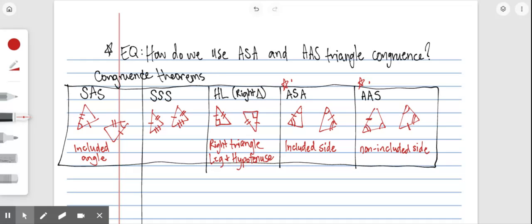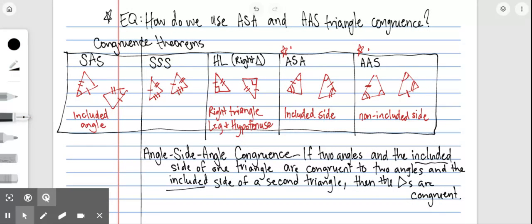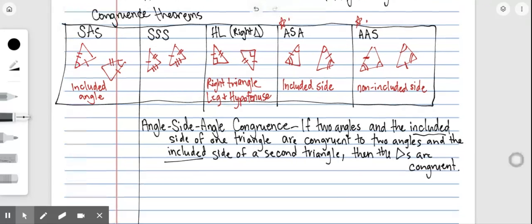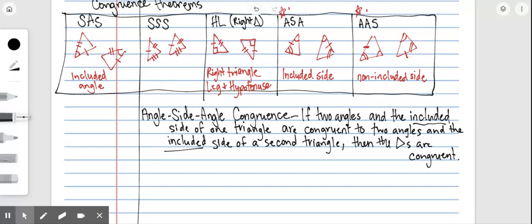All right, I'm going to start by writing the theorems. I'm going to start with angle side angle. Angle side angle says, if 2 angles and the included side of one triangle are congruent to 2 angles and the included side of a second triangle, then the triangles are congruent. So again, importance on this one is that we have the included side. So it is in between. Included. It is in between the other 2 angles. It has to be in between those 2 angles.